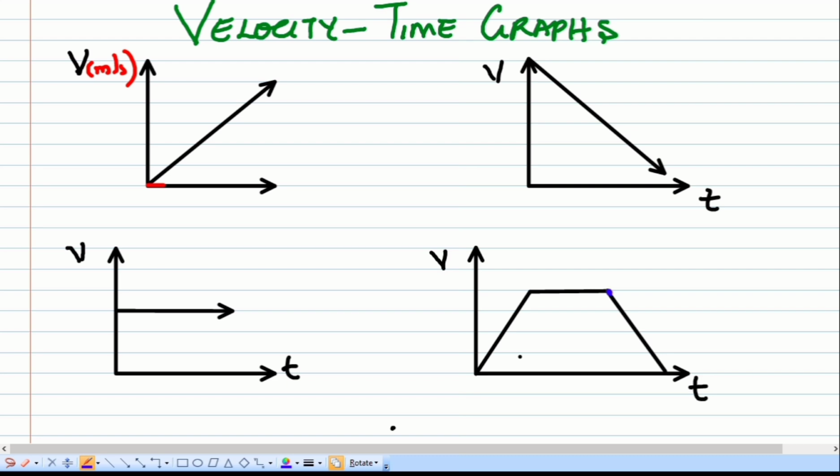When we say the car is at rest, it means the car is not moving yet. So, obviously, the velocity is going to be 0. And the time where we start measuring is also going to be 0. That's the point of origin, where both the y and the x axis are 0.